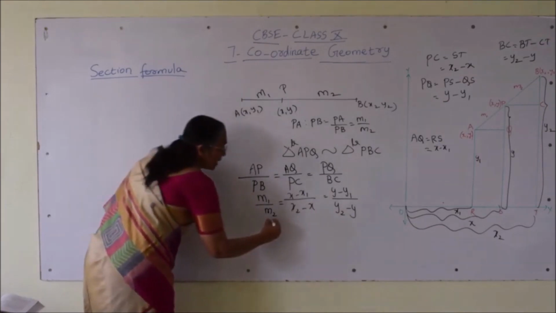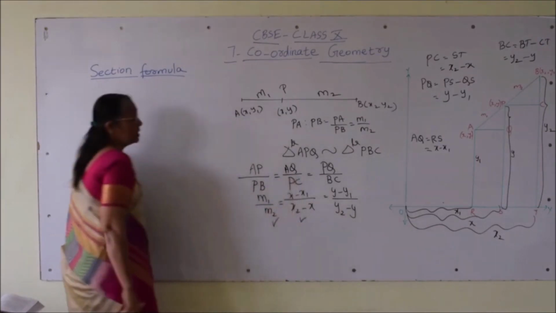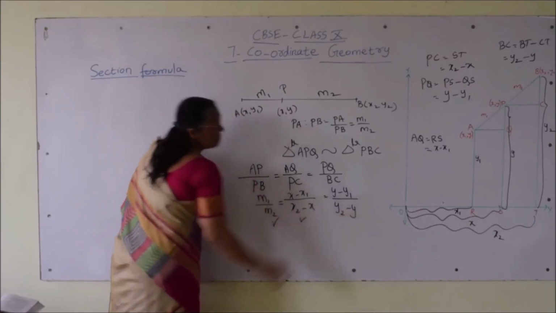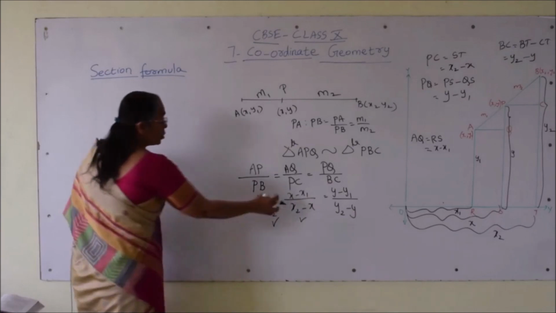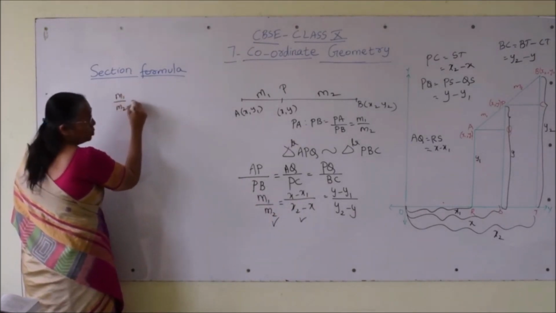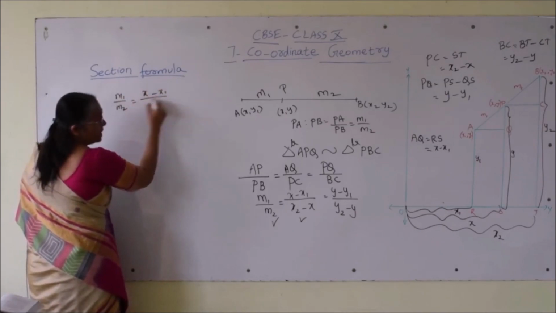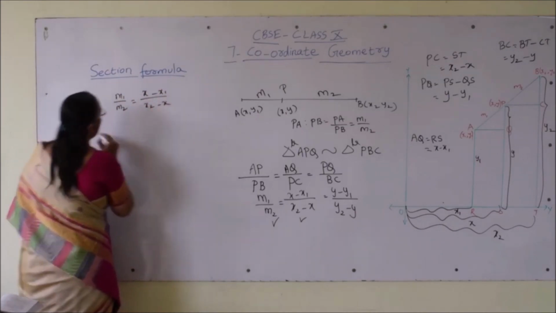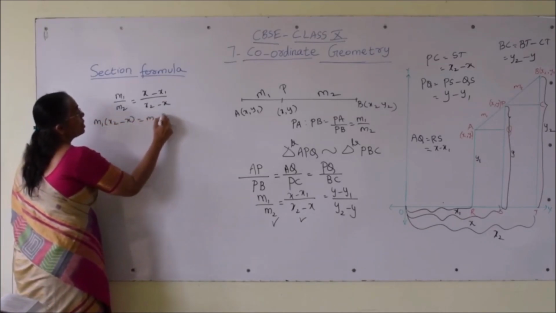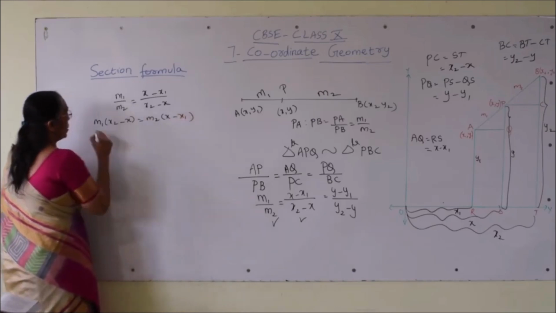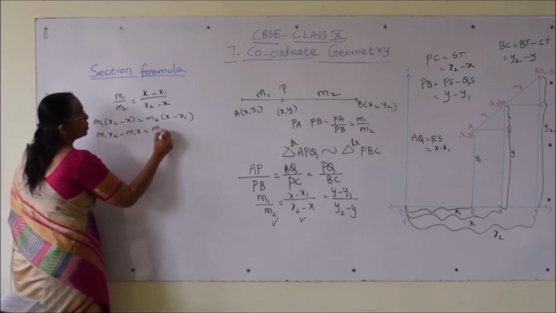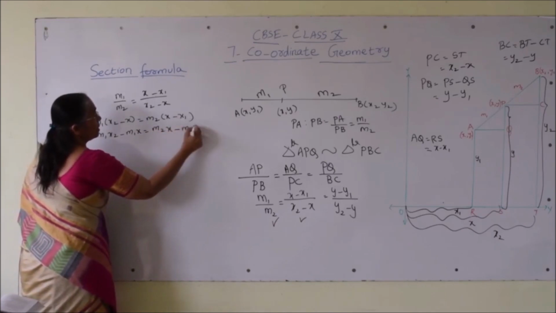Now, by taking these two conditions, we can get x, and again taking these two conditions, we can get y. So, let me first take the first one. m1 divided by m2 is equal to (x minus x1) by (x2 minus x). So, m1 of (x2 minus x) is equal to m2 of (x minus x1), or m1 x2 minus m1 x is equal to m2 x minus m2 x1.